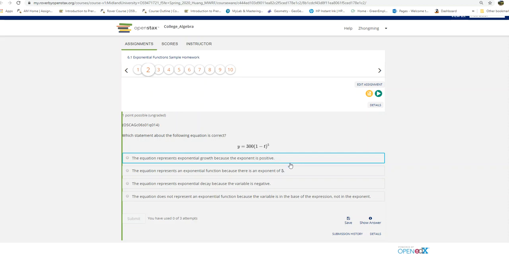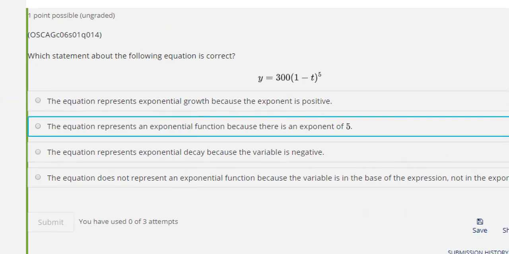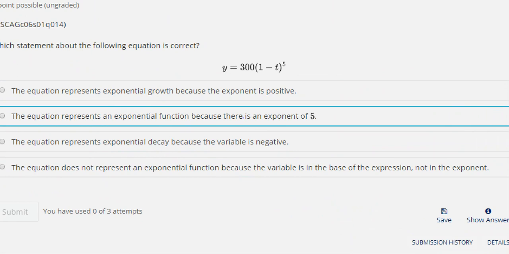Hi guys, let's take a look at this problem. Here we need to identify whether a given function is an exponential function or not. So first of all, a quick review: when do you have an exponential function? Its form is this. If you see a constant times a base raised to power x.